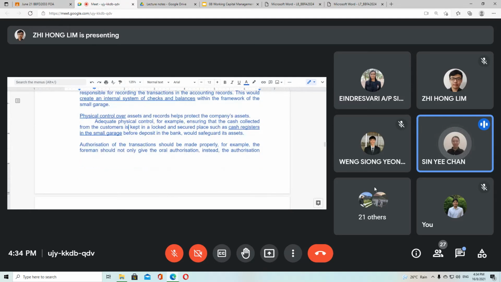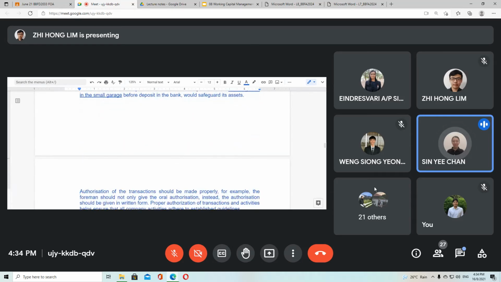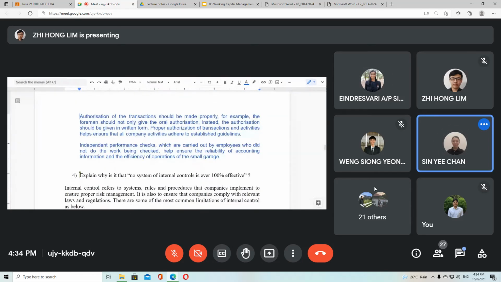The third one is the authorization of the transaction should be made properly. For example, the foreman should not only give the oral authorization, instead the authorization should be given in written form. Okay, what is authorization?